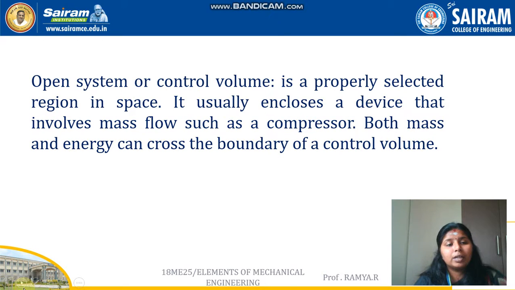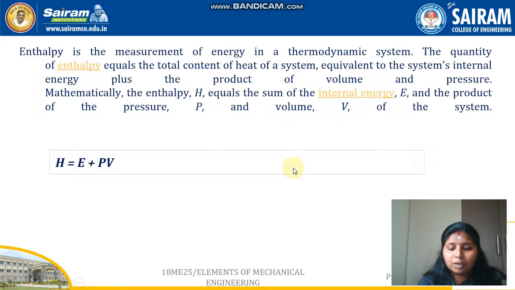And the next one is internal energy. Internal energy is the energy possessed by a body or a system due to its molecular movement, and it is denoted as U, and it is a sum of potential energy and kinetic energy. The next one is enthalpy. Enthalpy is a measurement of energy in a thermodynamic system.